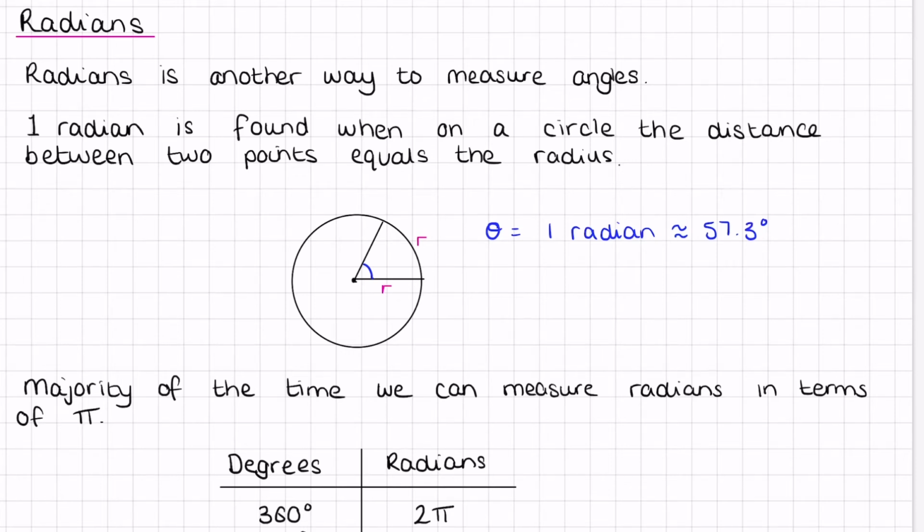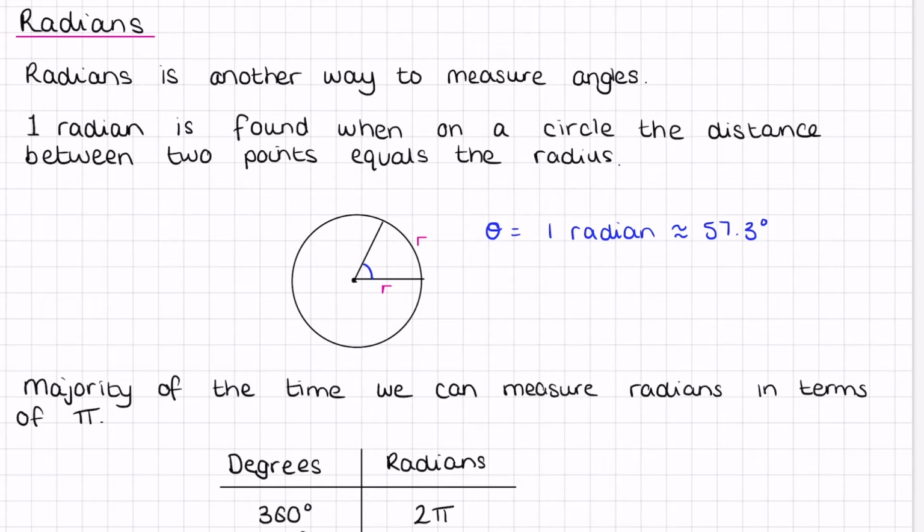Everyone, in this video we're going to look at radians and then arc length and the area of a sector. So a radian is another way of measuring angles. Just like with temperature, we have degrees Celsius and degrees Fahrenheit, or you can measure things in meters and centimeters or feet and inches. Radians is just another way of measuring an angle.